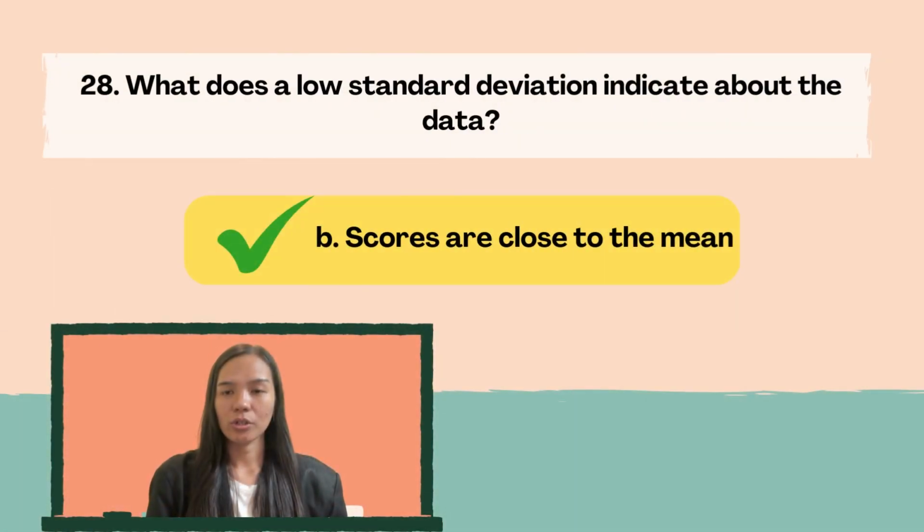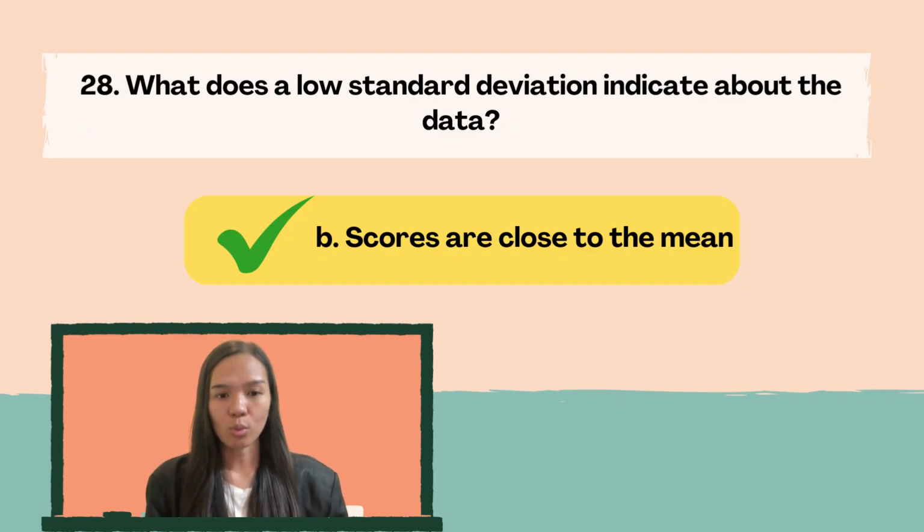So the correct answer for number 28 is B. Scores are close to the mean. A low standard deviation means most of the scores are very close to the average, which is the mean. This shows that there is little variation among the results, and the performance of the group is consistent. For example, if all students in a class score between 78 and 82, the standard deviation will be low, meaning their performance is almost the same. In short, the lower the standard deviation, the more stable and uniform the data is.